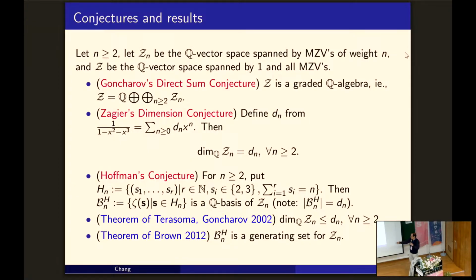Okay. And the following are two known results in the classical theory. These two are big papers. One is in Inventiones, the other one is in the Annals. Terasoma and Goncharov showed that d_n is the upper bound for this dimension. And Brown showed that the Hoffman basis conjecture is true. So actually, Brown's theorem implies this upper bound result.